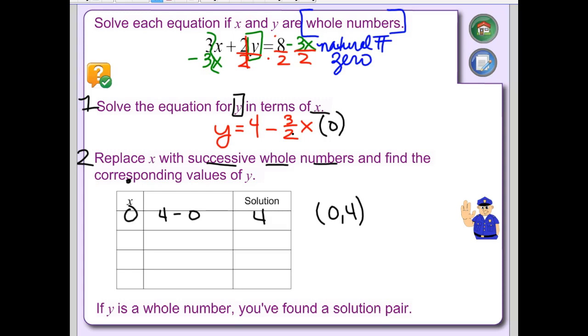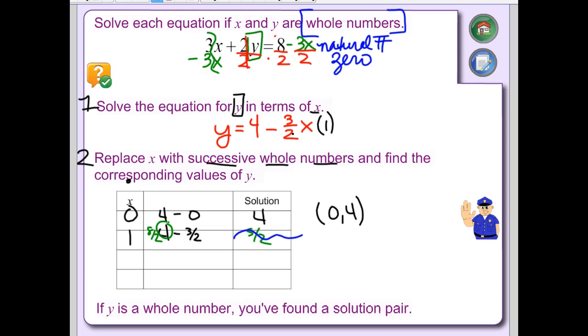Okay, what's my next whole number I need to try? We need to try a 1. So if I go up here and I plug in a 1 for x, well, we're going to get 4 minus 3/2, because 3/2 times 1 is 3/2. Ooh, we're going to have to subtract, but do you realize we're going to get a fraction for our answer? Yeah, we need to have a common denominator, so this 4 is going to have to become 8 over 2. And so 8/2 minus 3/2 is 5/2, and we just said, hey, a fraction is not a whole number, so we're going to reject that answer because it's not a whole number solution.